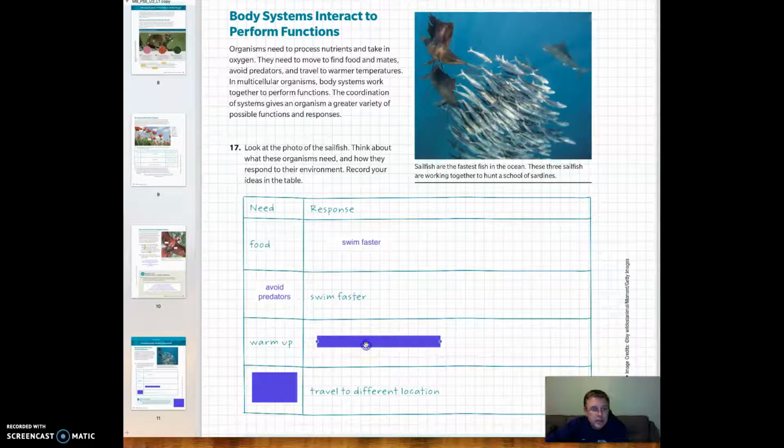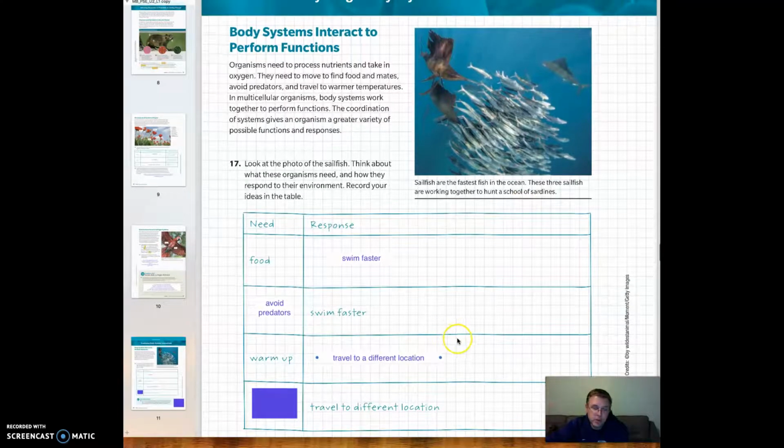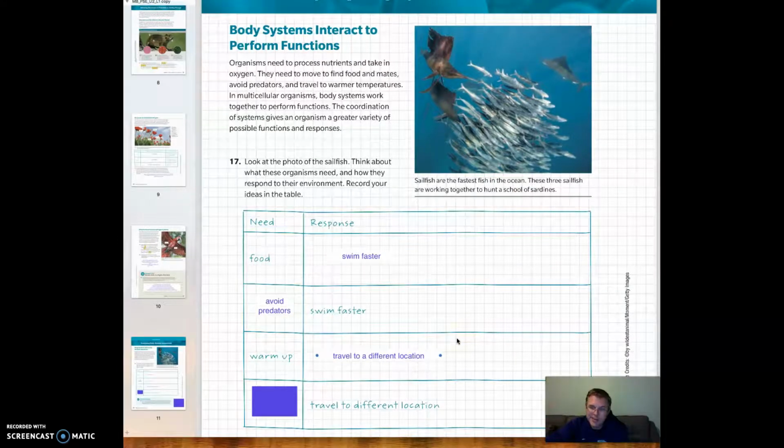If our sailfish needs to warm up, one of the possibilities that it could do would be to travel to a different location. Okay, go somewhere where it's sunny. Go somewhere where there is a warm current flowing through. Okay, so you can control, and they don't generate their own heat because they're a fish, right?